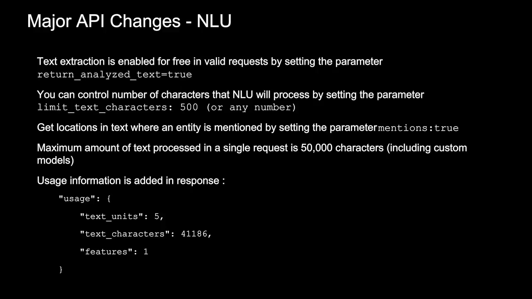Another interesting feature that is available in NLU is you can request NLU to return the exact location in the sentences in the text where an entity was detected. So the response will return the exact offsets in the text where those entities were detected. There has been a slight change on the maximum amount of text that is processed. It has been changed from kilobytes to a more simple and easy, consistent way to understand character blocks. So any text beyond 50,000 characters is not processed, and this applies to custom models as well. So you can send in up to 50,000 characters for processing.